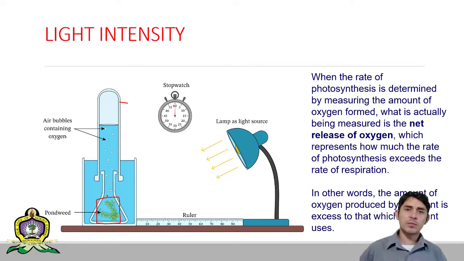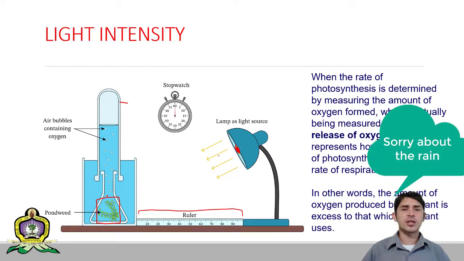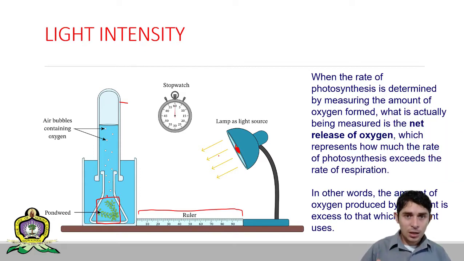What else can we observe from this setup? We're also able to observe a ruler, of course, which is at a certain distance from the plant. We are also able to see a lamp. And the lamp itself is the light source. And this light source is providing, obviously, the light to the plant in order for the plant to photosynthesize.